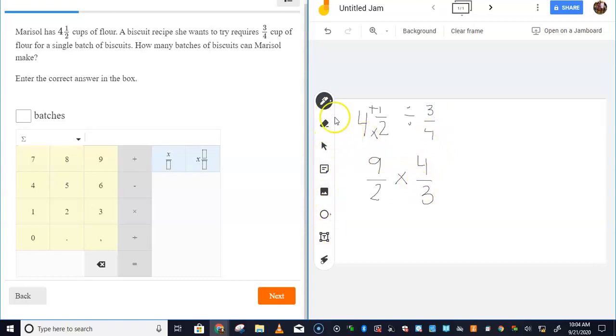Division changes to multiplication, and then we're going to flip the second fraction. And what we're going to do now is some cross canceling. So with this 4 and the 2, 2 goes into 2 once, 2 goes into 4 twice. 3 goes into 3 once, 3 goes into 9 3 times. 3 times 2 is 6. So she can make a total of 6 batches.